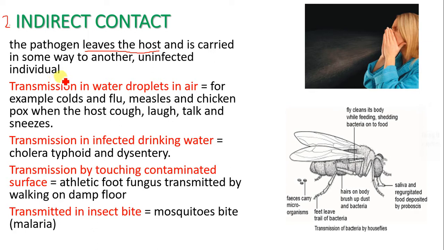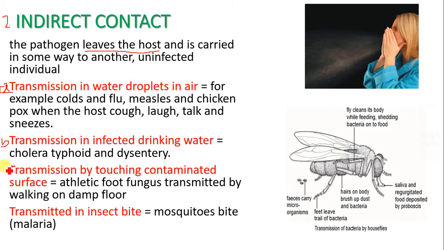Indirect contact can be through transmission in water droplets. Look at A, transmission in water droplets. For example, cold and flu, measles, and chickenpox. When the host coughs, laughs, talks, or sneezes, you can transmit the pathogen. B, transmission in infected drinking water. Examples are cholera, typhoid, and dysentery.